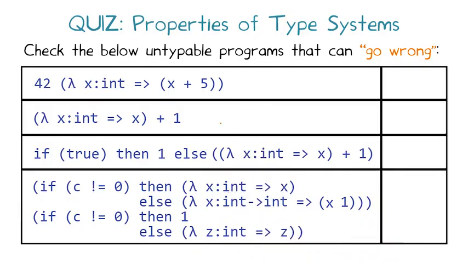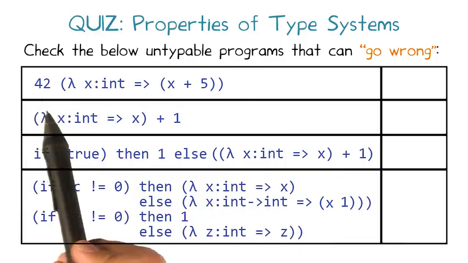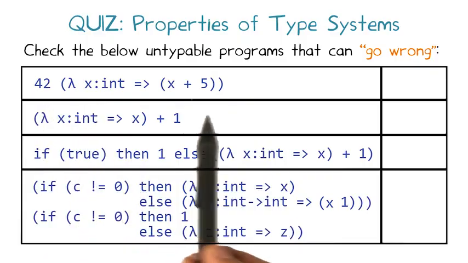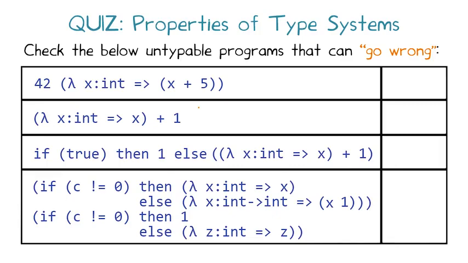Consider the following four programs. 42 applied to the function lambda x of type int yields x plus 5. The function lambda x of type int yields x plus 1. If true, then 1, else lambda x of type int yields x, and the whole thing plus 1.